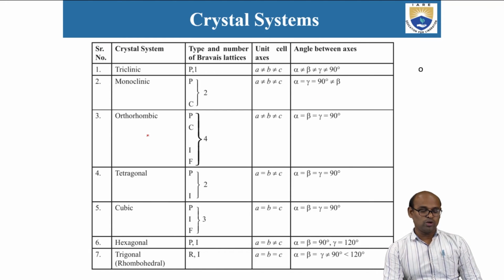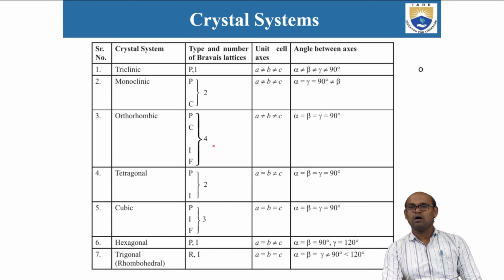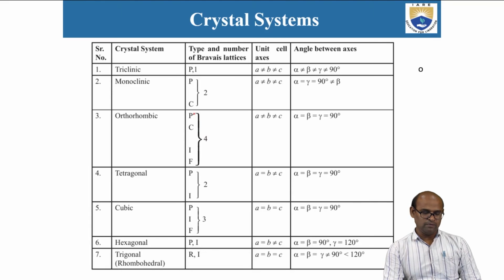So the orthorhombic crystal system. In the orthorhombic crystal system, you have totally 4, right? Out of 4 you have one primitive and 3 non-primitive unit cells. Coming to the axial lengths, A is not equal to B is not equal to C, and all the angles are perpendicular to each other. So all the angles are equal to 90 degrees. So the crystal axes are perpendicular to each other and the angles are equal to 90 degrees.